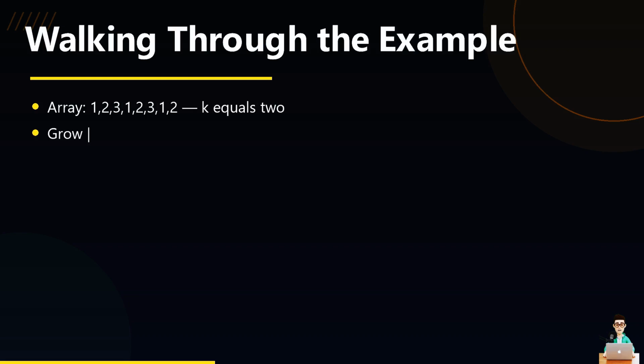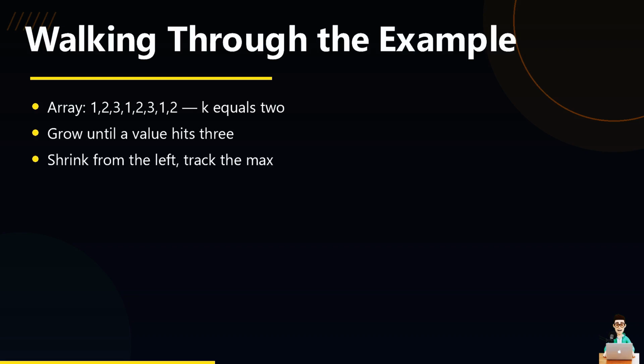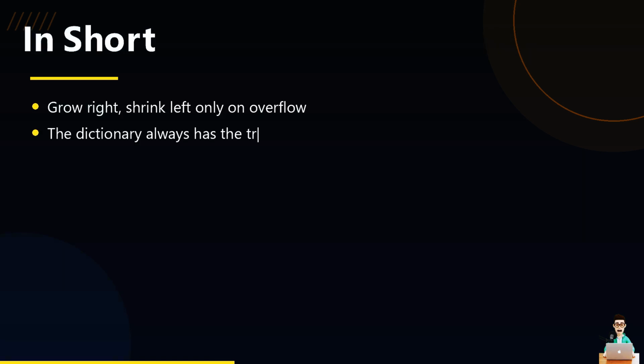Take this array and k equals 2. The window grows: 1, 2 copies of this value, still fine. A third copy shows up. Now we shrink from the left until we're legal again. Track the biggest window size we ever reached along the way. In short, the window only ever moves forward, and the dictionary tells us instantly when we've broken the rule.